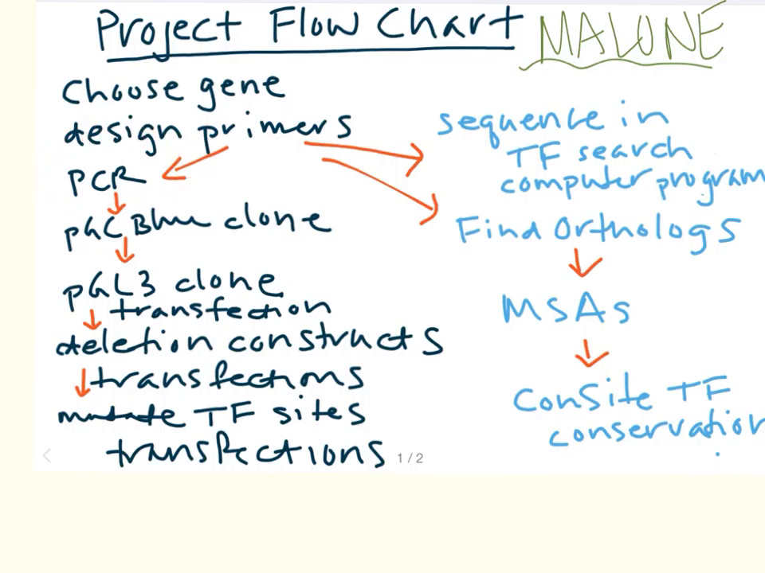PCR of this putative promoter region will be generated and then subsequently cloned into the PGC Blue PCR cloning vector. Now, as you can see, there's red arrows coming off of this design primer step. If you were also using this as a timeline, which we will all do soon, you can see that these items over here are done simultaneously with these items over here.